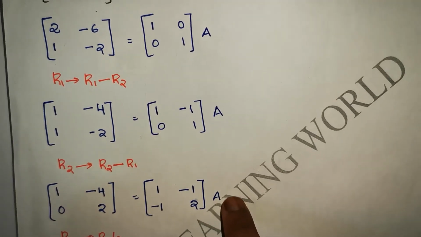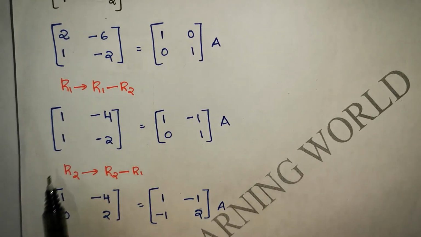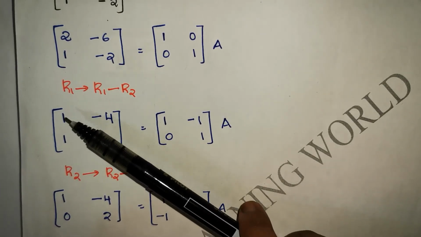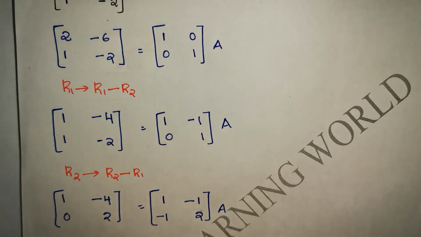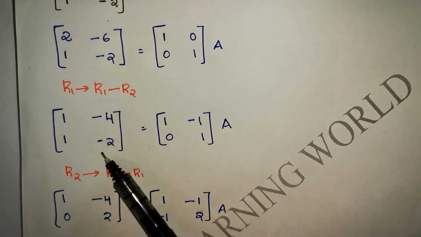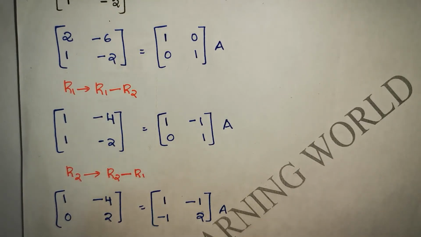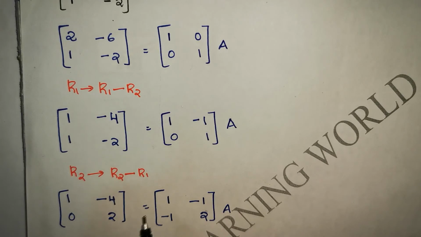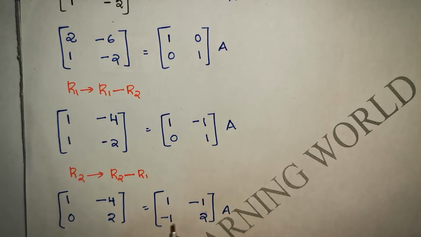Okay, so what is my answer? Here the first row as it is, 1 minus 4. Here I am subtracting, 1 minus 1 is 0. See, here I got 0. Here it is minus 2 minus 4, that is plus 2. And that is equal to, apply the same changes here in this matrix also: 1 minus 1, minus 1 2, into A.